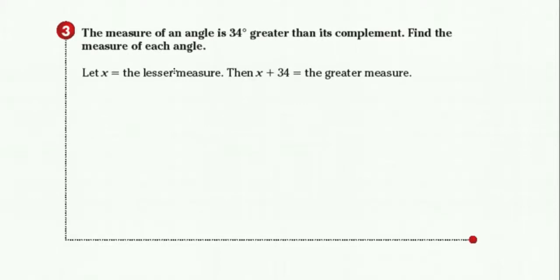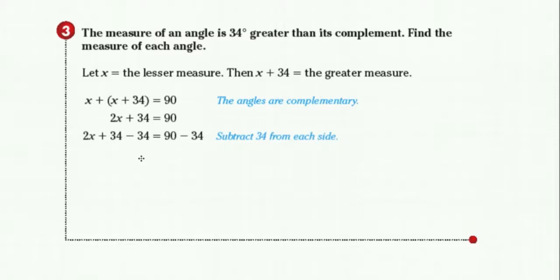So in this case, since it's a complement, the sum of these two angles will be equal to 90 degrees. So you have X plus X plus 34 equals 90 degrees because they're complementary. Simplify this by adding like terms, you have 2x plus 34 equals 90. And then solving for x, solving backward, we subtract 34 from both sides of the equation. We end up with 2x equals 56, and we simply divide both sides by 2 to undo multiplication, and end up with x equals 28.